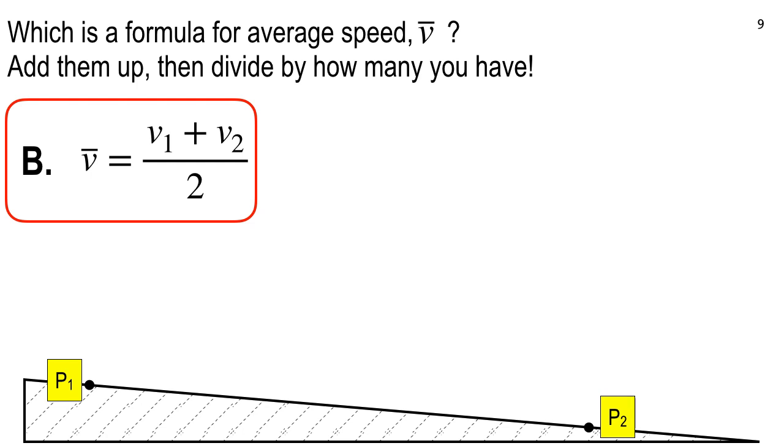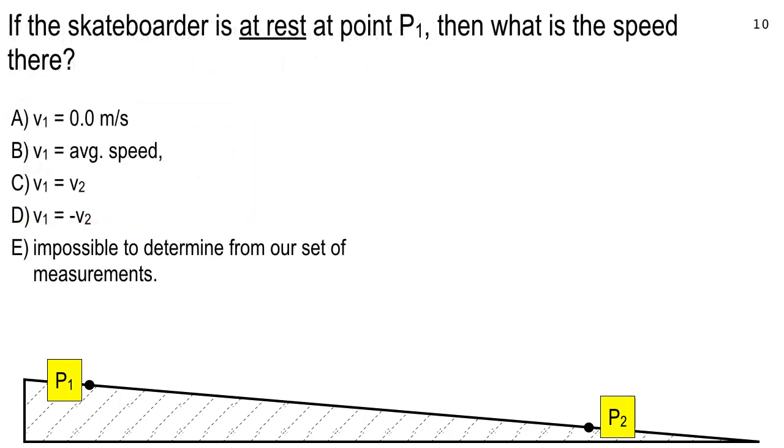Now, let me ask you one more question. Now, this is related to the skateboarder. So we've got this V1 bar equals V1 plus V2 quantity in the numerator divided by 2. That's going to be the formula we're going to employ here. But let me ask you this. If the skateboarder is at rest at point P1, as Logan was, where are you at, Logan?